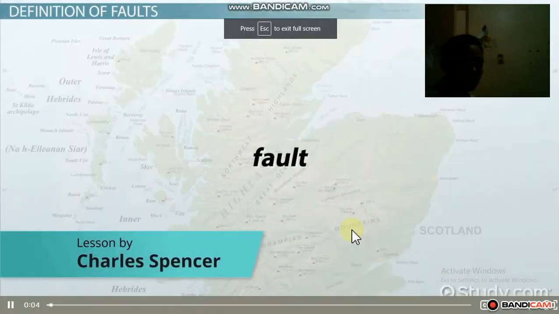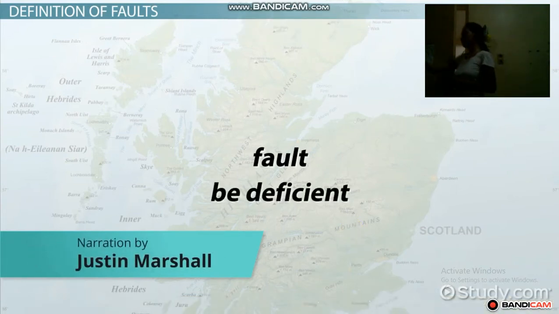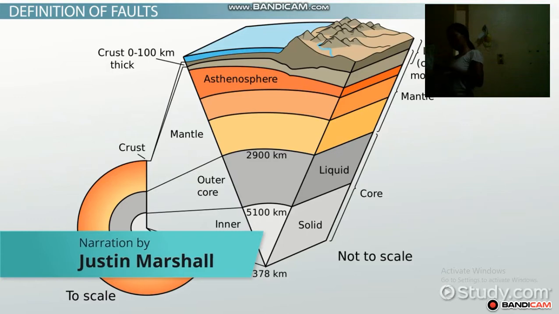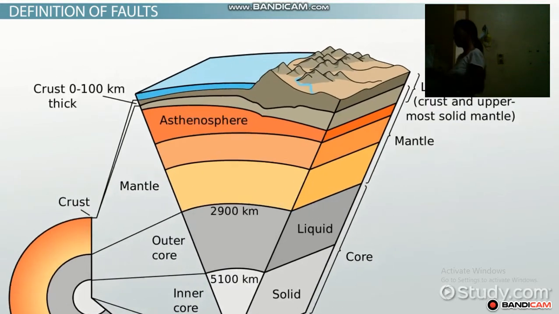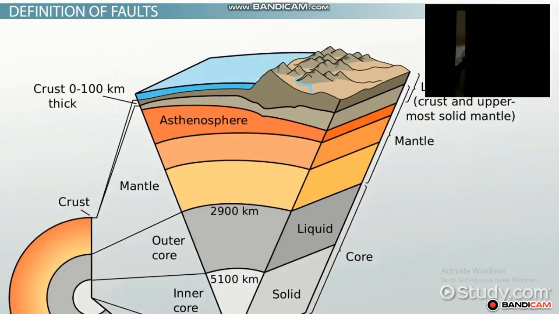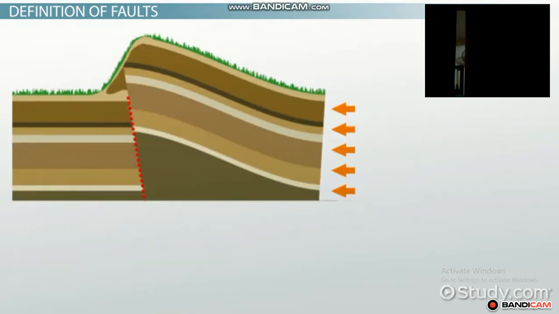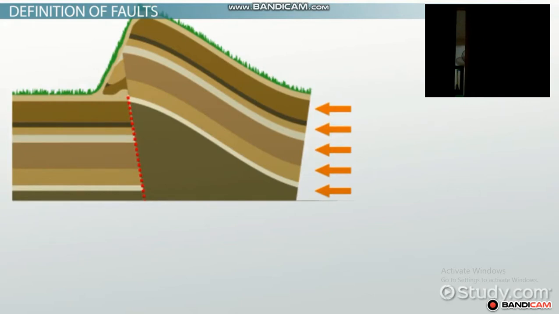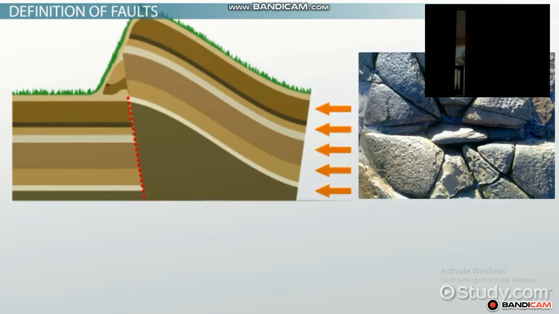The word fault comes to us from Old Scottish and means be deficient. In the case of the rocks that make up Earth's lithosphere, the deficiencies in question are cracks in an otherwise solid rock mass. The lithosphere is constantly pushed and pulled, squeezed and stretched. Quite often, the forces exceed the strength of the rocks and they break.